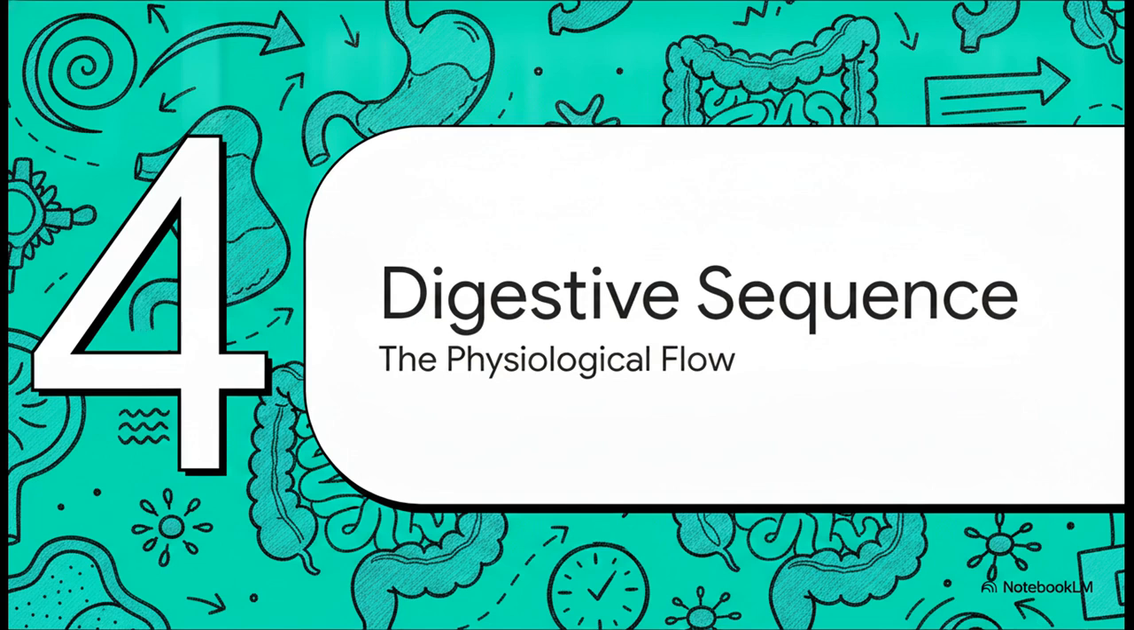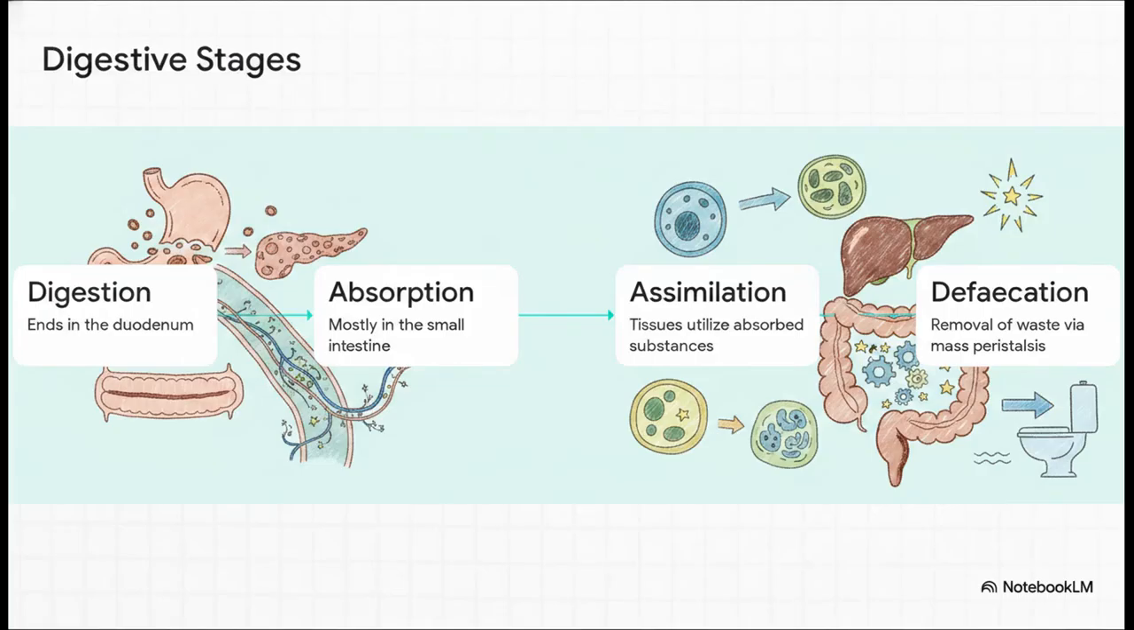Section 4. The Digestive Sequence. Let's put this all into a physiologic timeline. It flows perfectly in 4 stages. Step 1. Digestion. This chemical and mechanical breakdown officially wraps up in the duodenum. Step 2. Absorption, which, like we just said, peaks in the small intestine.